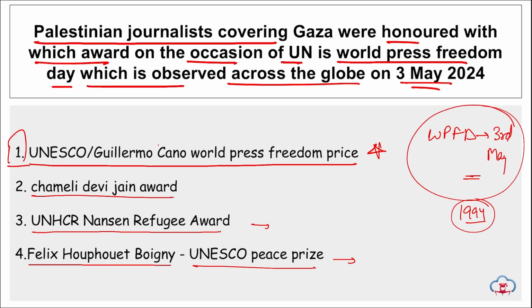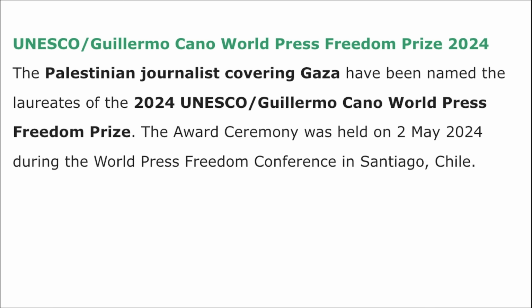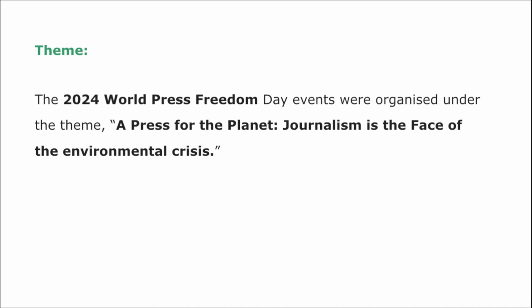Right? Apart from this, friends, if we talk about this award, here what is the prize money for this UNESCO Guillermo Cano World Press Freedom Prize? So the prize money is $25,000 US. Correct? So friends, these are your important current affairs for the day. Now let's move to one-liner revision that will be very beneficial in your learning.